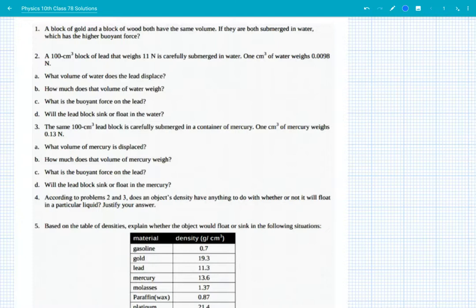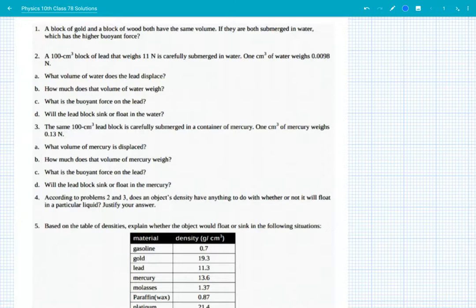We're on D. Will the lead block sink or float in the water? Well, we just need to ask one question. What is more dense, the lead block or the water? We know that this 100 centimeters cubed, this volume of lead, weighs 11 newtons. But that same volume of water, we know from the answer to B, only weighs 0.98 newtons. So obviously the lead is much more dense, more than 11 times more dense than water. Therefore, the lead block would sink.